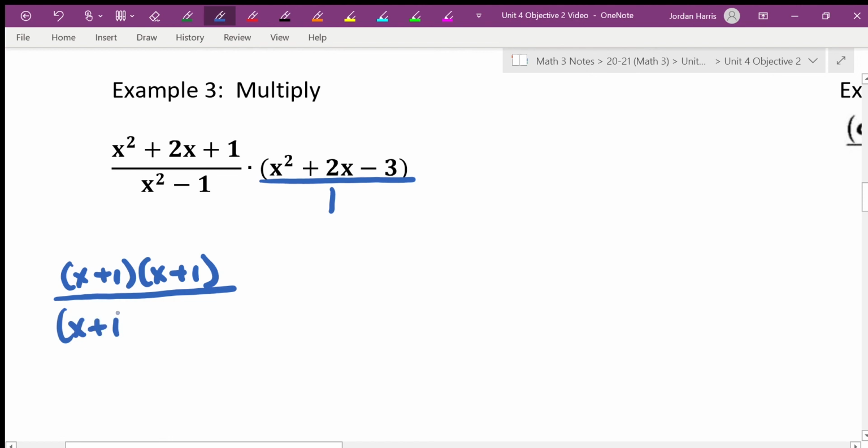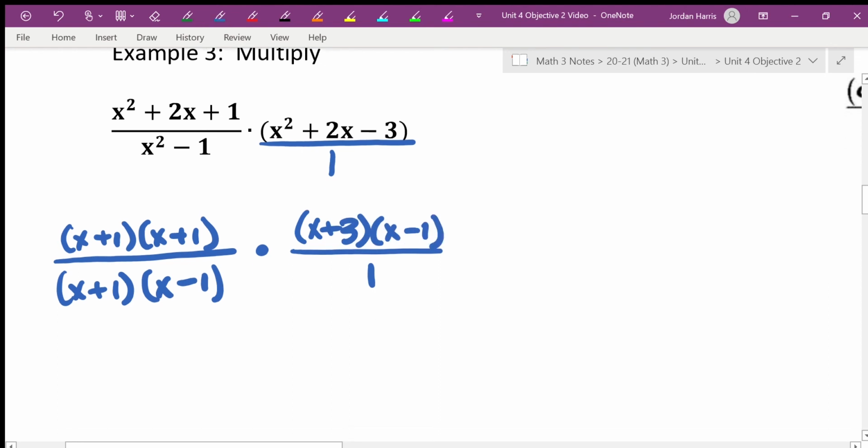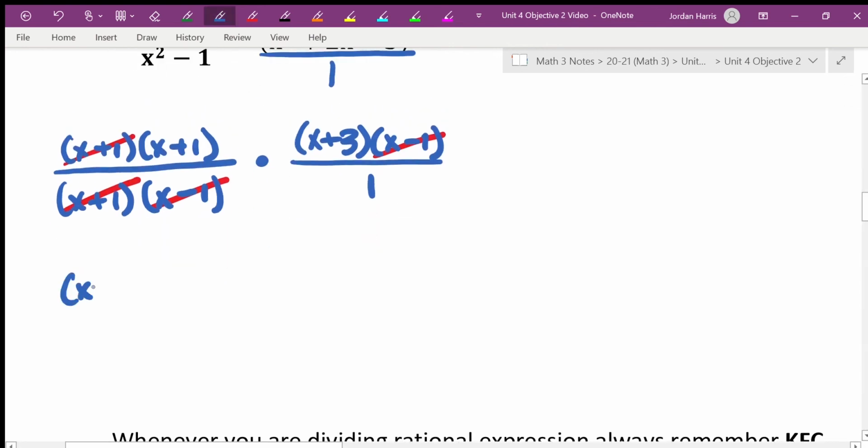The bottom is a difference of squares, x plus 1, x minus 1. Times, this one is just a 1, so I'm going to keep that. This one factors to x plus 3, x minus 1. And now, anything on the top can simplify with anything on the bottom. So x plus 1 right there and right there, those 2 are gone. x minus 1 right there and right there, those are gone. So what am I left with? Well, I have an x plus 1 times an x plus 3 on the top, over 1 on the bottom.